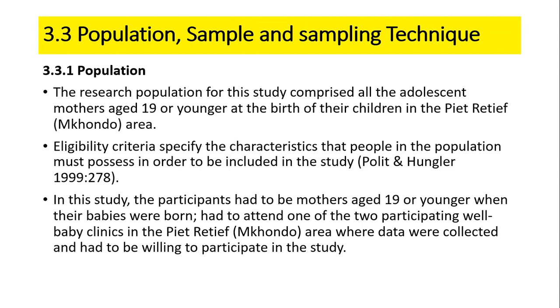Then the particular researcher mentions the eligibility criteria, which specify the characteristics of the people in the population in order to be included in the study. So in this study, the participants had to be mothers aged 19 or younger when their babies were born, and had to attend one of two participating well baby clinics, whatever. This part is not necessary even for your research, but basically explain the population.